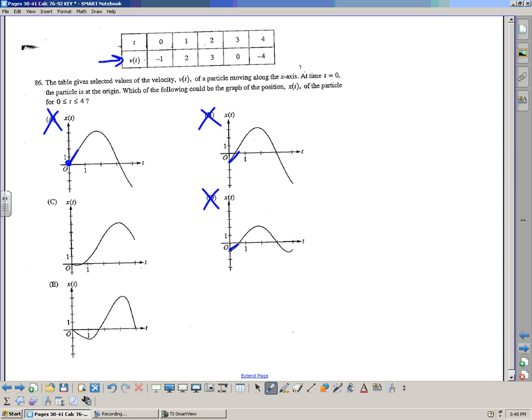All right, so now between C and E, we have to decide. At 1, our slope is positive. So that happens certainly on the C graph. It does not happen on the E graph. There's my answer. Very easy question.